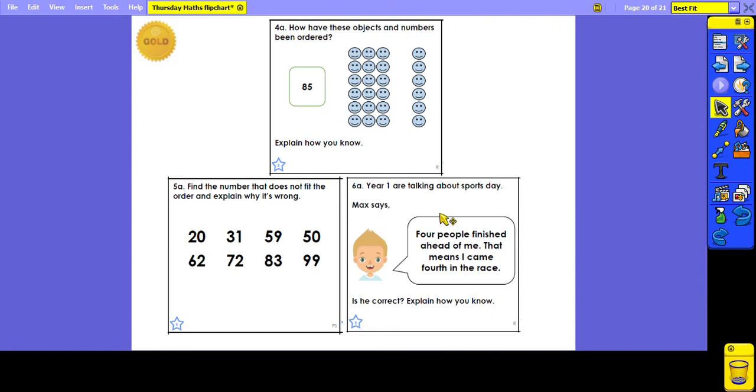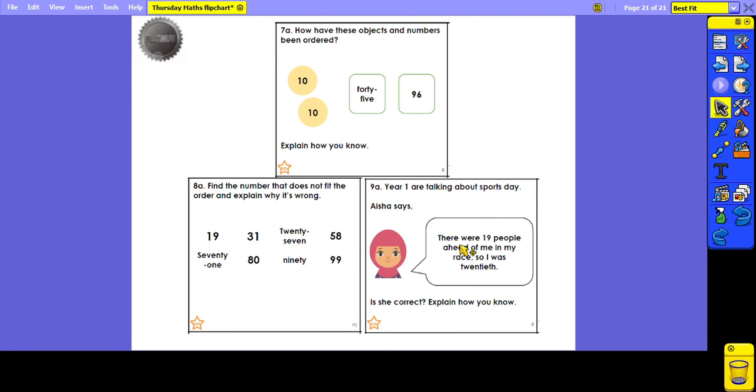For gold, you have got some reasoning and problem solving questions. And for platinum, you've got some more challenging reasoning and problem solving questions.